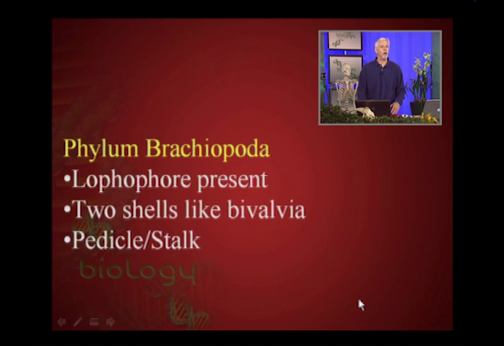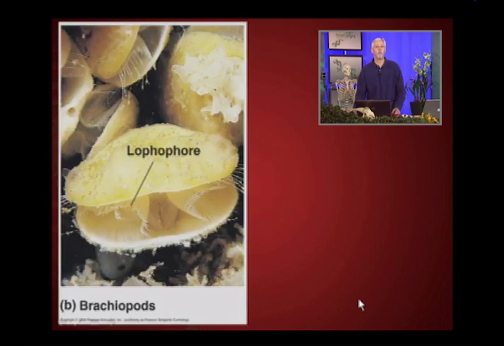Okay, another phylum within the Protostomia are the brachiopods. And the brachiopods really are not that numerous today, but they at one time were a very numerous animal. And what distinguishes them is that they have a specialized feeding structure called a lophophore that they use for filtering water. They generally have two shells like clams, but the shells will be suspended on a pedestal or a stalk. So they actually are suspended above the surface.